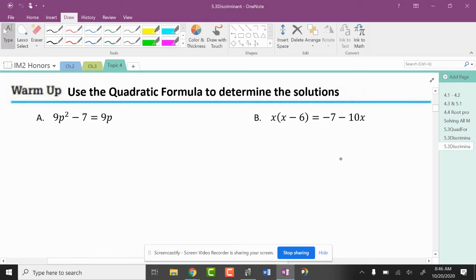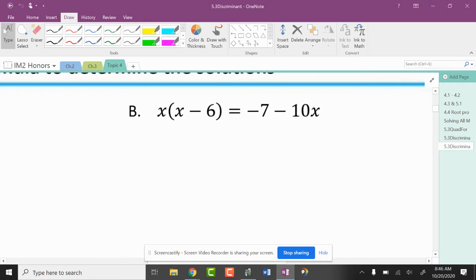Okay, Nathan, what should I do first on B is where we're going to go. What do you think? Yeah, so hopefully you mean distribute, which is part of simplification. And then what should I do next? Yeah, so what am I going to do? Tell me exactly what I'm going to do to both sides. Put it in those terms. Okay, add 7 and add 10x.